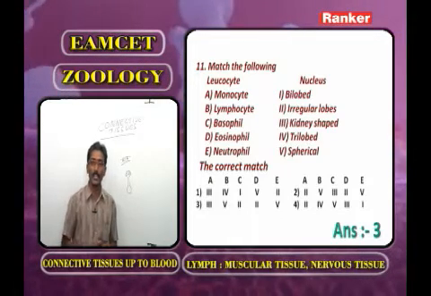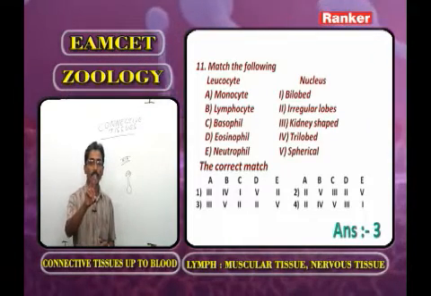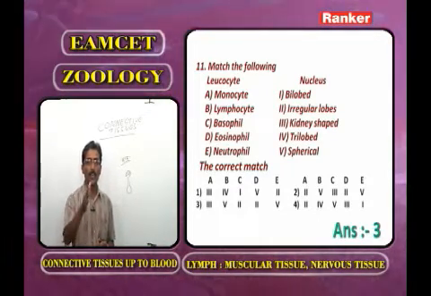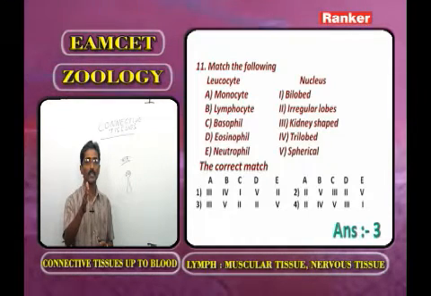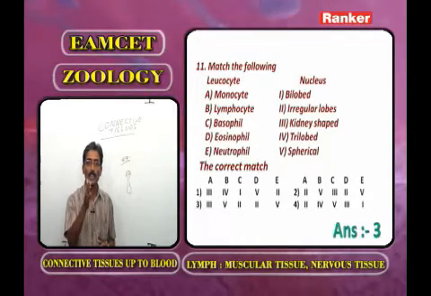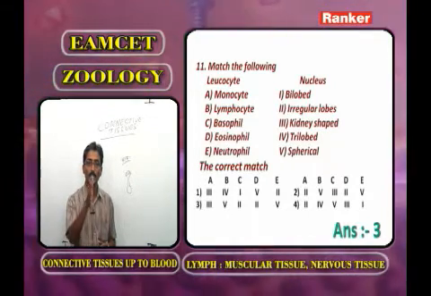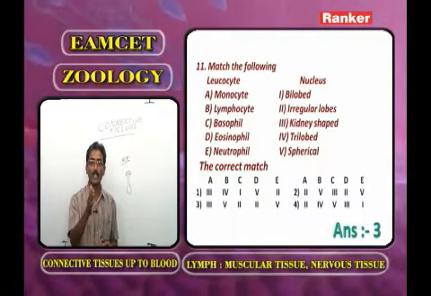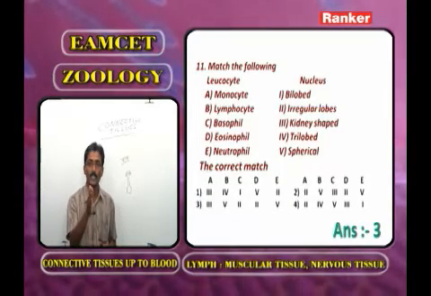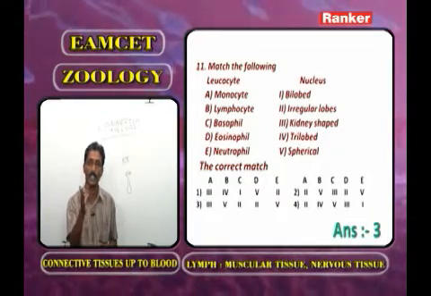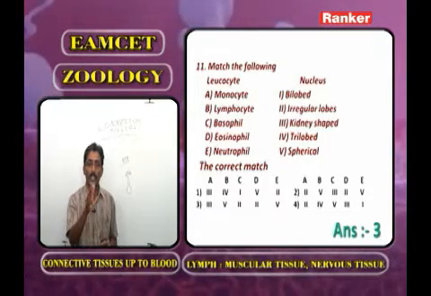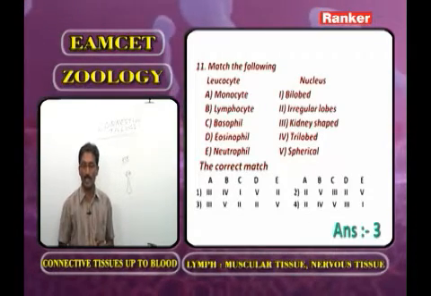Now what about the agranulocytes? For the agranulocytes, two examples are present. One we call a lymphocyte, and the second one monocyte. In the lymphocyte, what type of nucleus? Spherical shaped. What about the monocyte? In the monocyte, the nucleus is kidney shaped or reniform. Now you have to observe the answer.